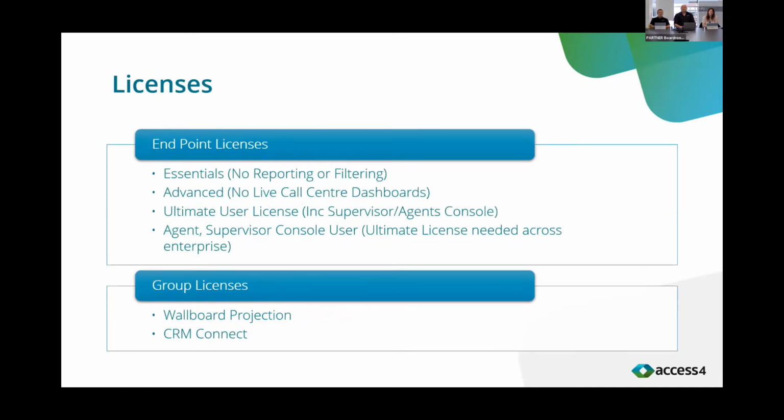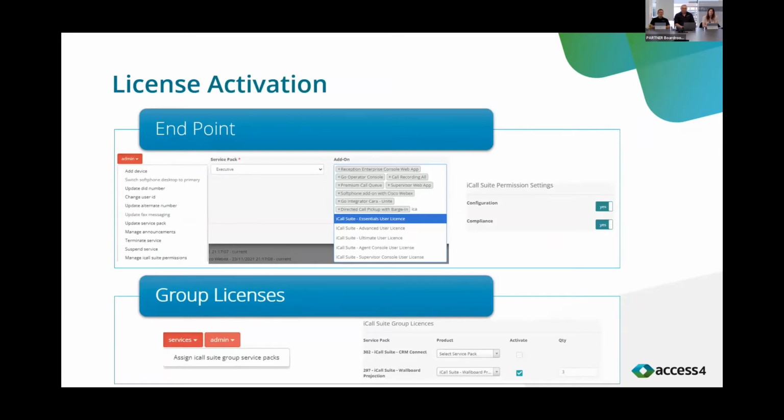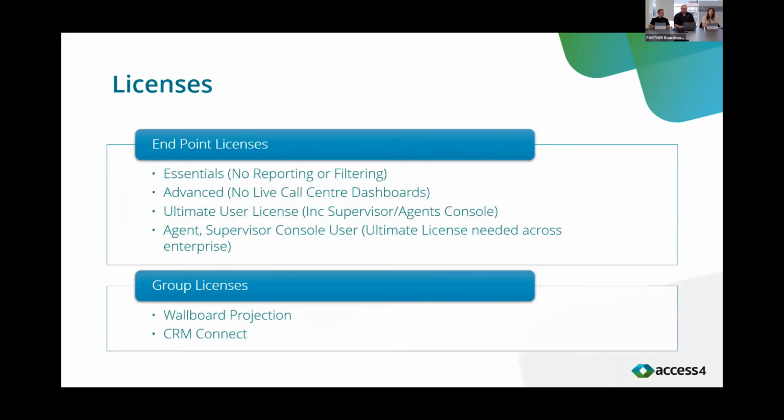So just a reminder, for the licenses that are available to assign, we've got two types. We've got your endpoint licenses and your group licenses. So Essentials, Advanced, and Ultimate can be assigned directly to the end user. And then from there, if you need the supplementary licenses such as your agent and supervisor console, you can add them on as well. Take note, if you're using the supervisor or agent, you do need to have at least one Ultimate license across the enterprise to be able to add this on. You can't just go directly on and say, I'm going to have a supervisor console.